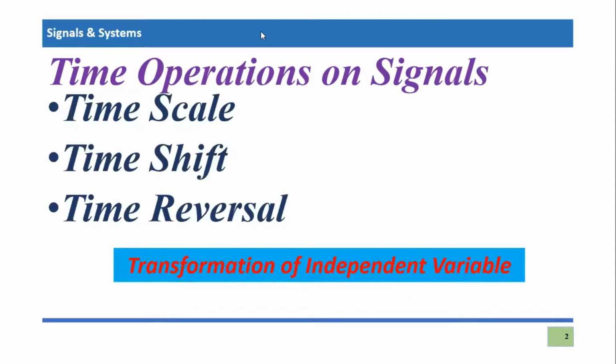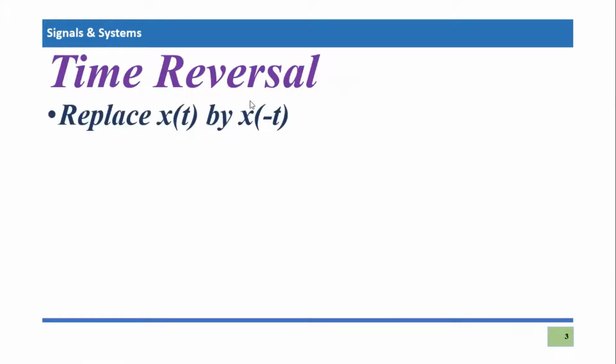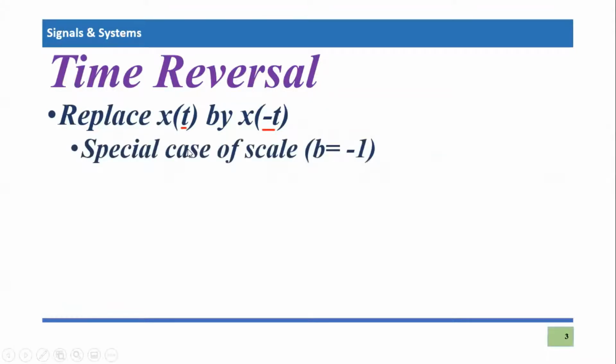So what is time reversal operation? Let's learn about it. In time reversal operation, what is the replacement, or what do we actually do? We replace the t variable with the minus t variable, right? Or we replace t simply with minus t. One can also call it a special case of time scale.